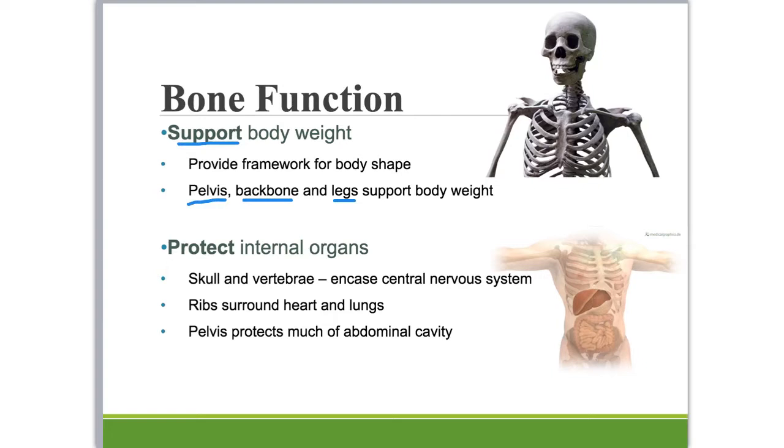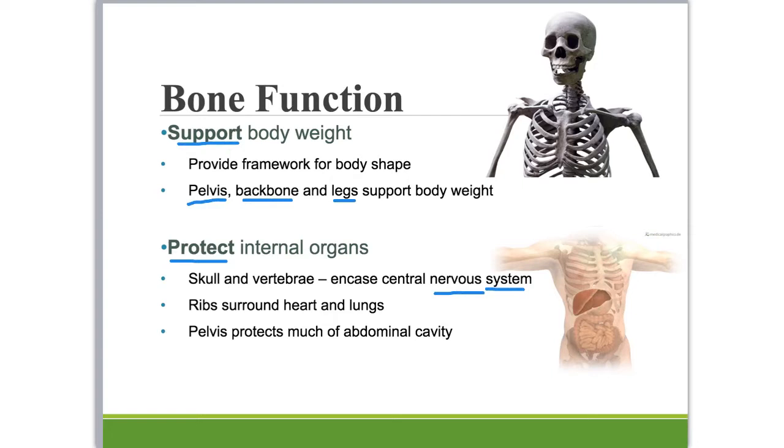A second key function is that your skeleton protects internal organs. So inside your skull, of course, you have your brain, and inside your vertebrae of the backbone, you have your spinal cord. So they are encasing, they are surrounding the central nervous system and protecting those very important parts where all of the control of your body is happening.